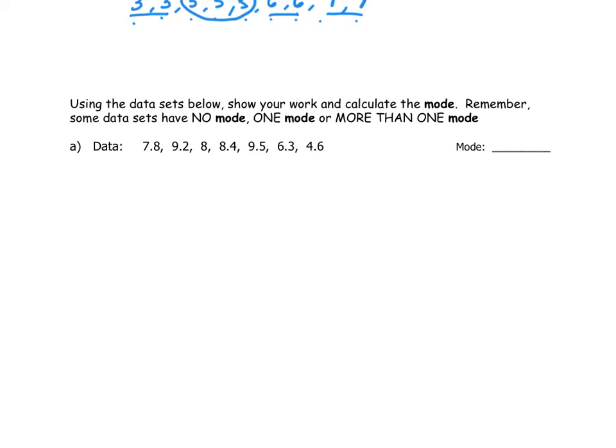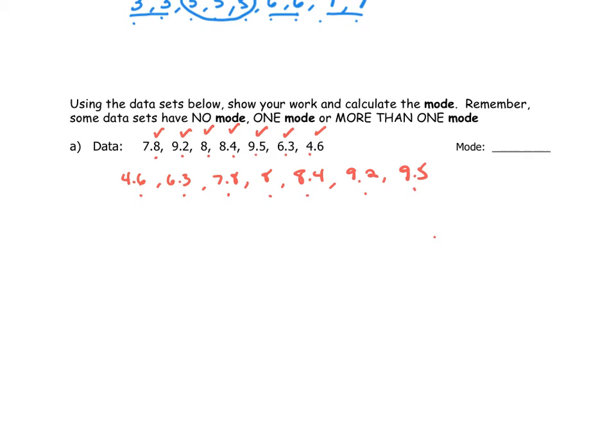The smallest number I see is 4. Let's go back to the pen. 4.6, followed by 6.3, and then 7.8. And you can stop at this point and continue, and then we'll reconvene. All right. We have 1, 2, 3, 4, 5, 6, 7 numbers, and sure enough, the data is 1, 2, 3, 4, 5, 6, 7 numbers. So we've accounted for everything.